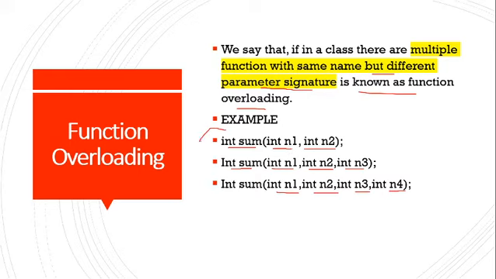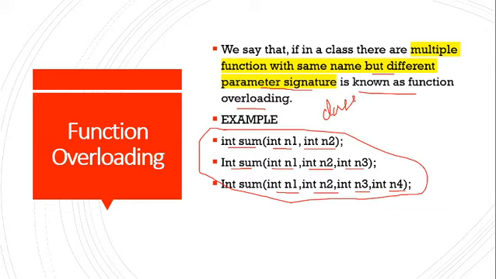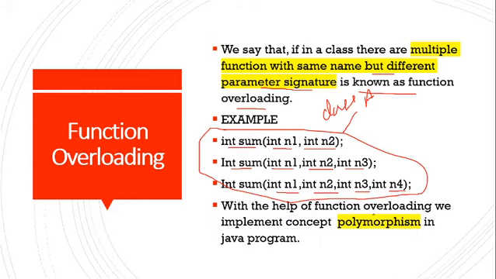If these three functions are in the same class, suppose that class is class A, this will be called function overloading. Function overloading helps in polymorphism. If you use polymorphism in a Java program, you will use function overloading. With the help of function overloading, we implement the concept of polymorphism in Java.